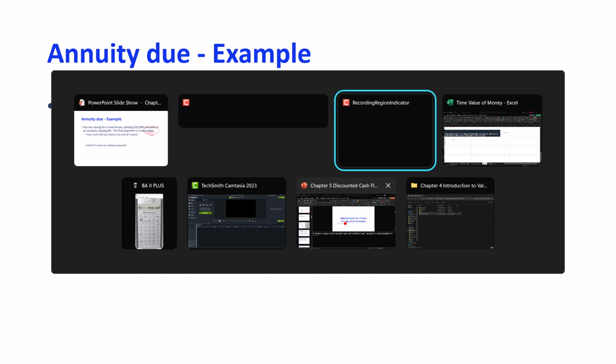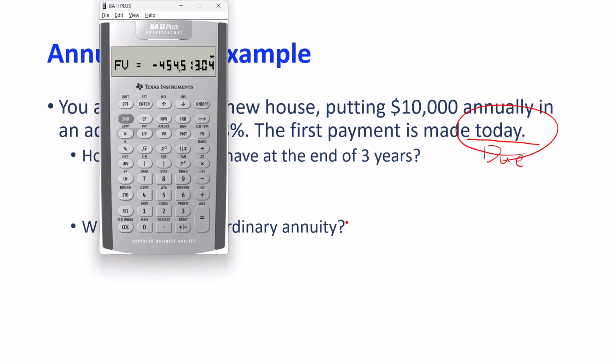Let's solve this using the financial calculator first. First of all, I'm going to clear this. Because this is an annuity due, we have to change the setting of the calculator. This calculator assumes that all the cash flows happen at the end of the period. But because we have an annuity due case, we need to change the setting. So if you see on top of payment, you have BGN for begin mode.